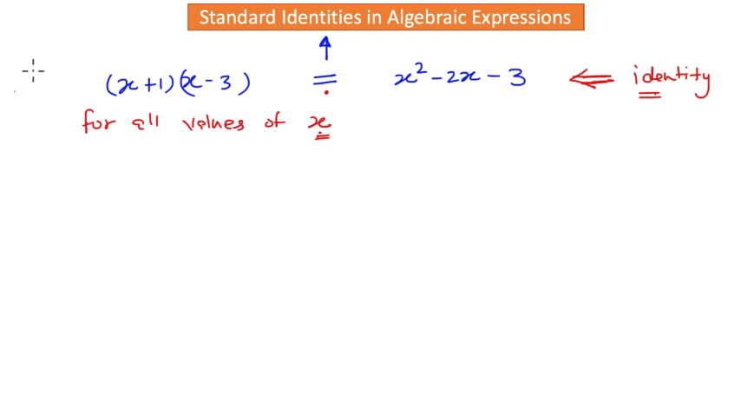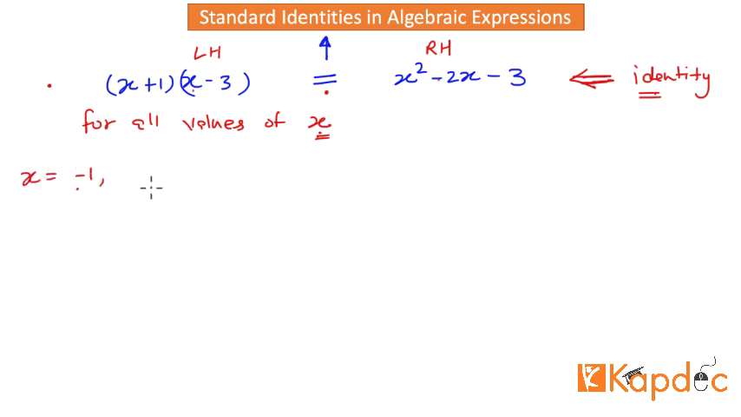Okay, so the simple question is, how do you really prove that this identity really works, that the expression on the left hand and the one on the right hand are indeed equal to each other? Well, one way to find that is to start assigning some values to this expression. Okay, so let's say my first value is x equal to minus 1. So on the left hand, it becomes minus 1 plus 1 in multiplication with negative 1 minus 3, right?